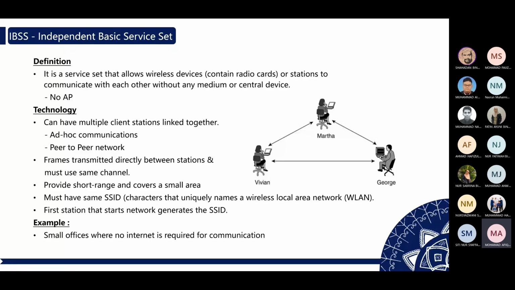So in IBSS, it provides short range and cover just a small area, and also must have SSID that uniquely names a wireless local area network. And the first station that start the network generates the SSID. So for example, the small office where no internet is required for communication, and this is the example of the picture. There are no access point.